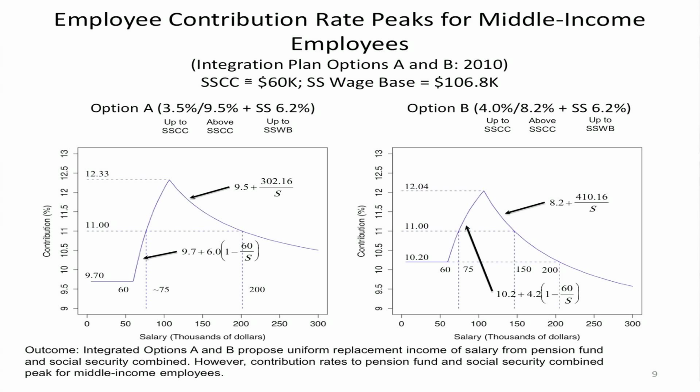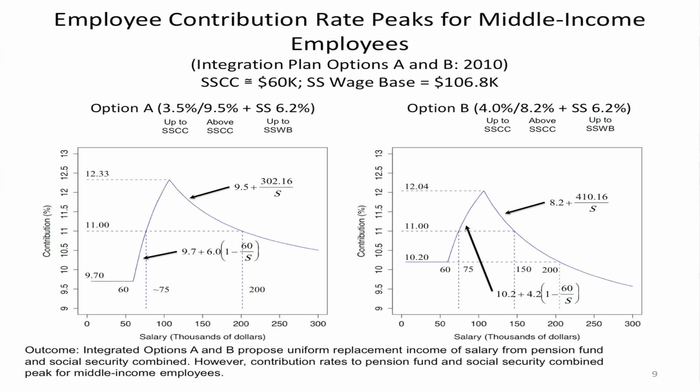So again let me focus on option B. Up to Social Security covered compensation, which is about $60,000 or so, you pay 4% into the UCRP, and on top of that Social Security 6.2%. So if you add these numbers, you pay about 10.2% in both these sources. But between this number and the SSWB, which is the Social Security wage base, your contribution rises rapidly. It increases from 10% to 12% total between the covered compensation of 60K and 106K.